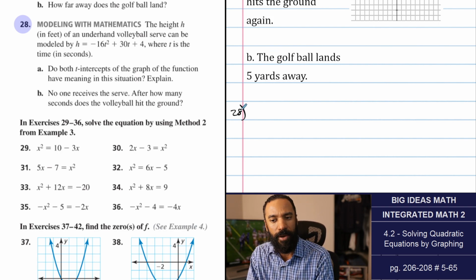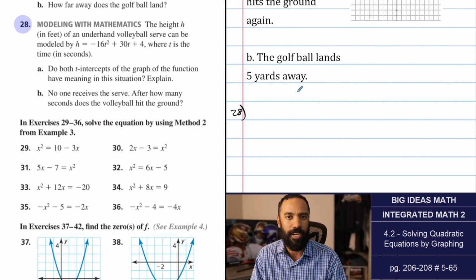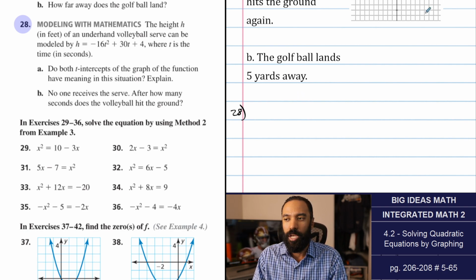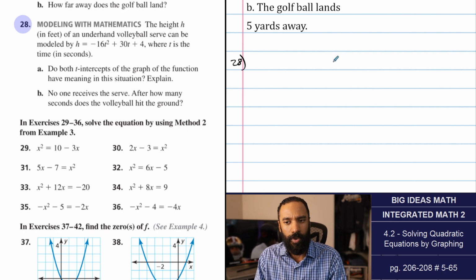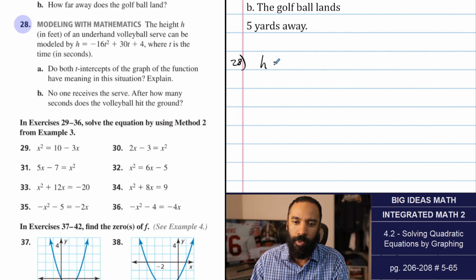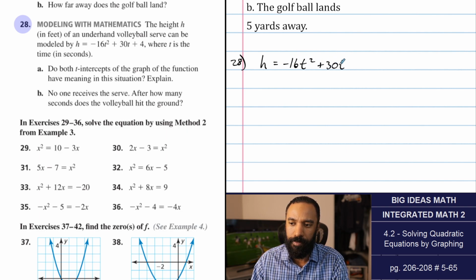But you know what? This is only about intercepts. This isn't about the vertex and initial height and stuff like that. So if you want to get a lot more on just quadratic word problems, talking about the maximum height and stuff like that, I don't think this is going to do those. This is more about intercepts. Anyway, we have h equals negative 16t squared plus 30t plus 4.